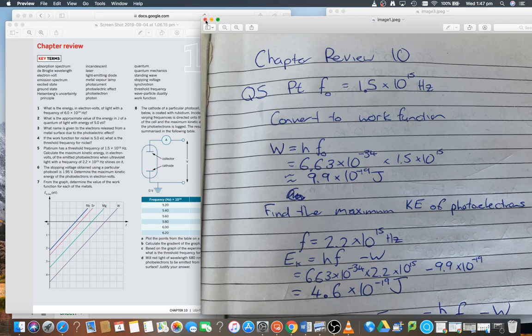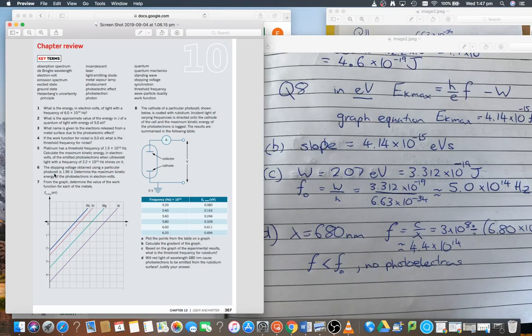So question 6 I'm going to do here. This might be one of the easiest questions in the book. The stopping voltage obtained using a particular photocell is 1.95 volts. Determine the maximum kinetic energy of the photoelectrons in electron volts. Well, that would be 1.95 electron volts. That's it. Because remember, the stopping voltage is what stops all the photoelectrons, so there's none coming through.